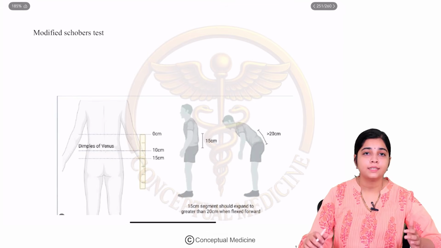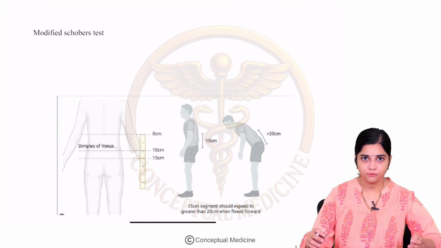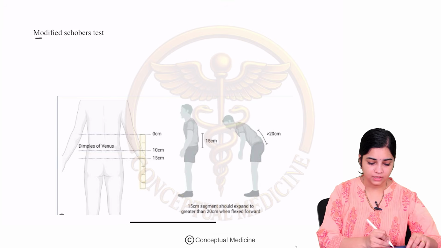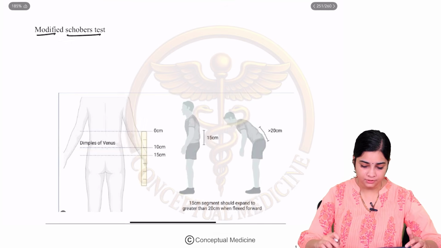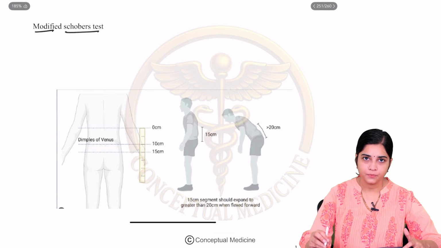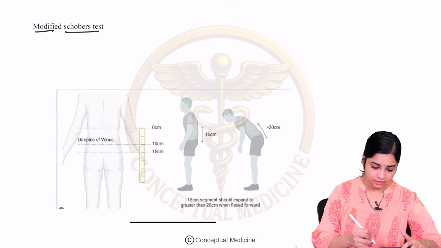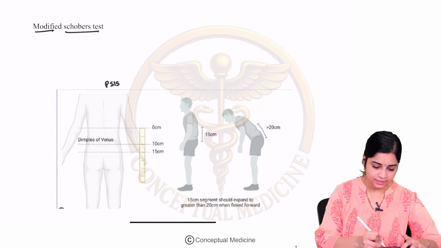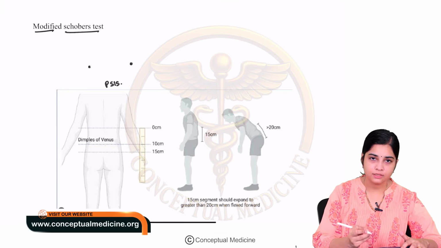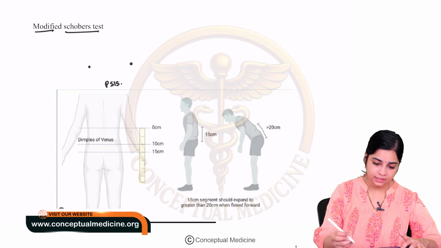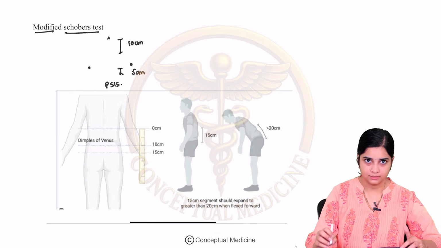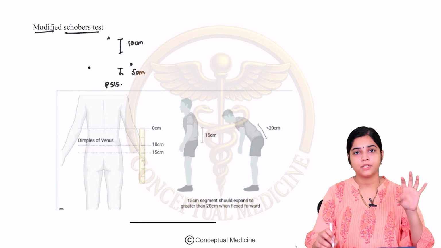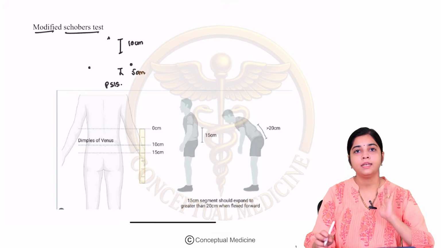So a clinical test which can be used for the diagnosis of your ankylosing spondylitis is what we call the modified Schober's test. In this modified Schober's test, what do we do? We basically take the PSIS as the landmark, and you take a point which is 10 centimeters above and 5 centimeters below the PSIS. These measurements are taken when the patient is standing upright.